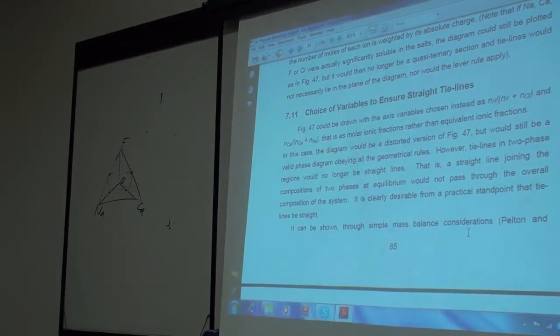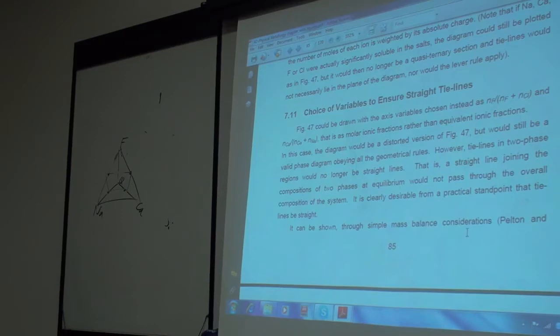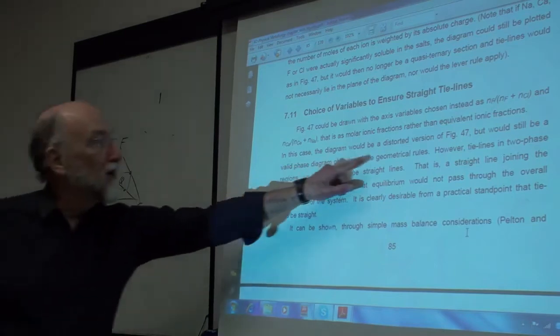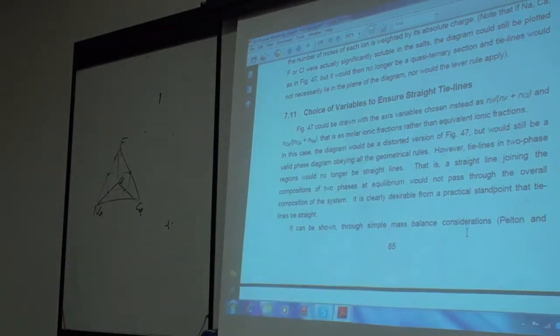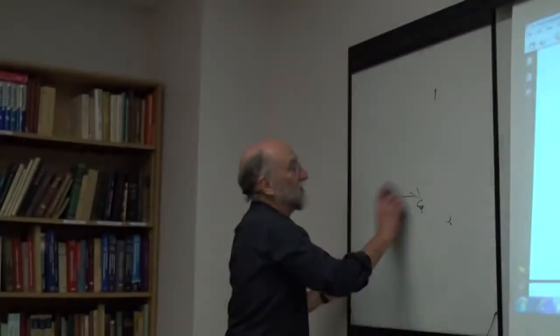I won't be bothered showing it, but you can look it up if you want. It would be a valid phase diagram. It obeys all the geometrical rules. However, the tie lines in two-phase regions would no longer be straight lines. And it's kind of interesting, and you can work this out yourself.